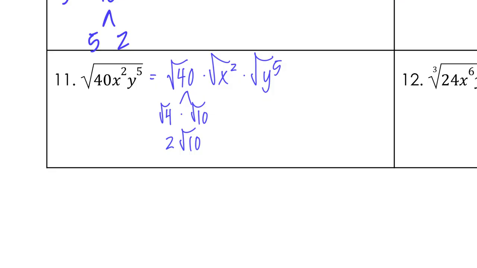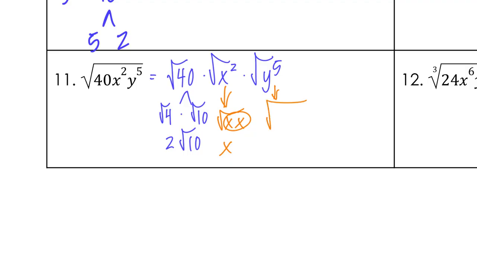Okay, x squared. If you get confused with letters, you can always expand them out. So x squared is just 2 x's, right? So I really have the square root of x times x, and at that point we're looking for pairs. So I have 1 pair of x's, which means that an x gets to leave the radical, there's nothing left.